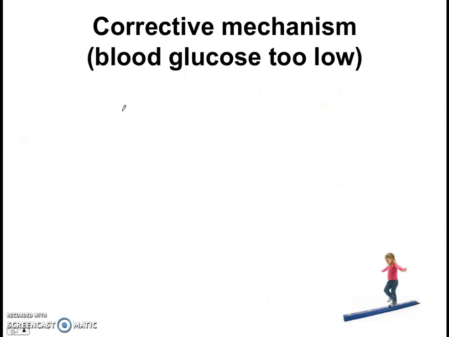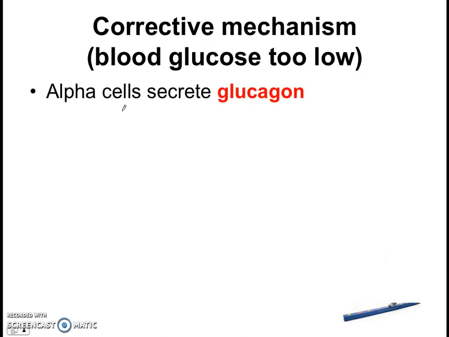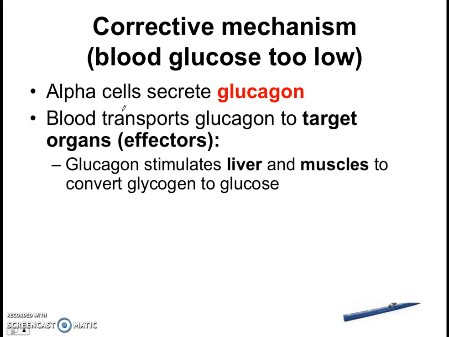So what is the corrective mechanism when blood glucose is too low? Well, firstly, the alpha cells will secrete more glucagon, like a hormone. And of course, glucagon will be transported by the blood. Blood will transport glucagon to the target organs, to the effectors that will produce the response.